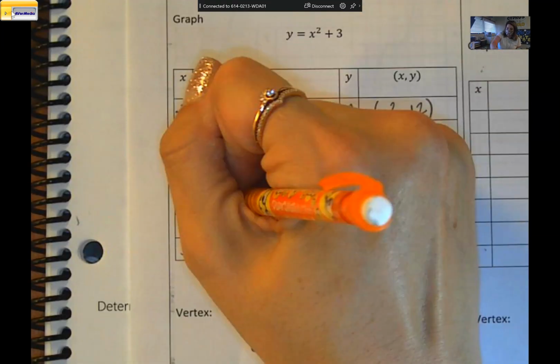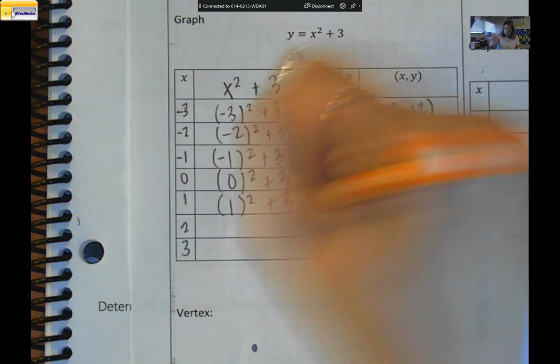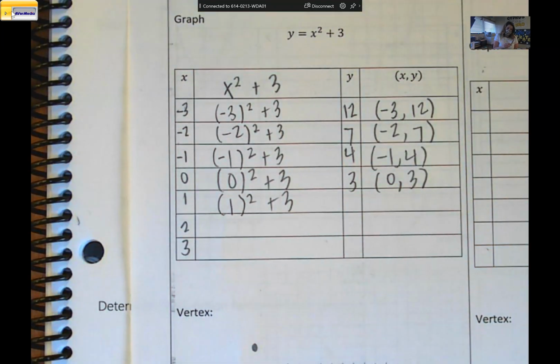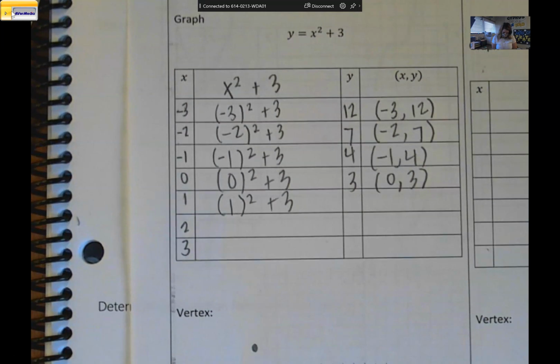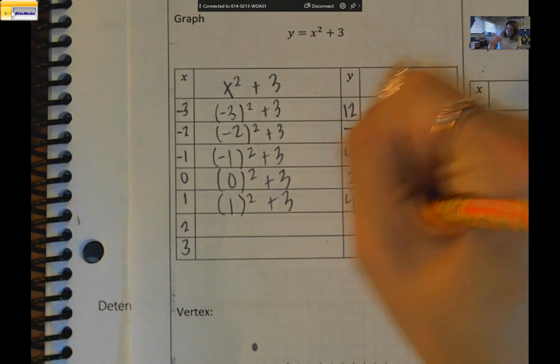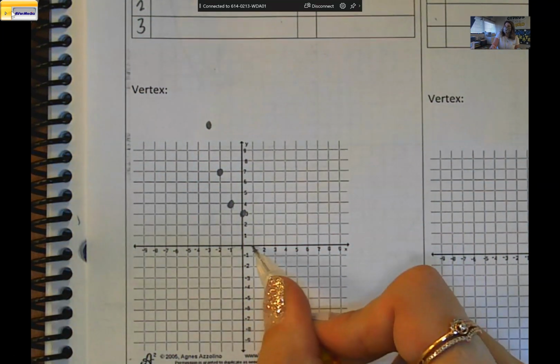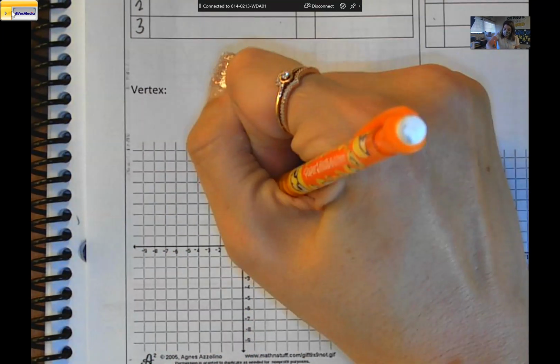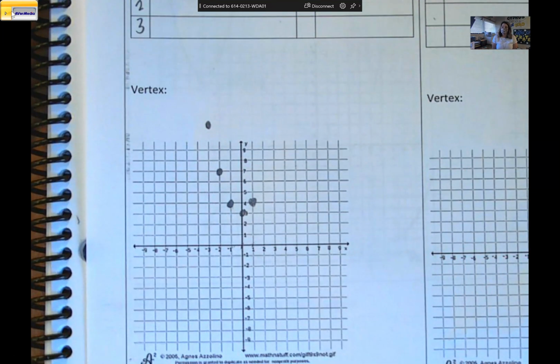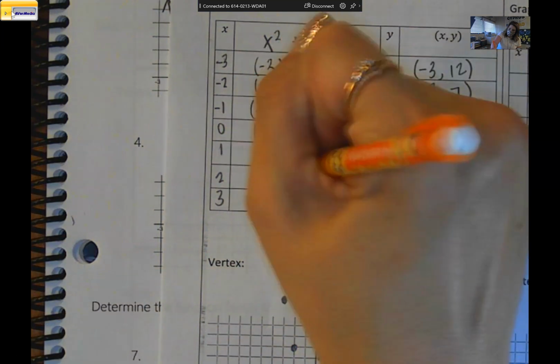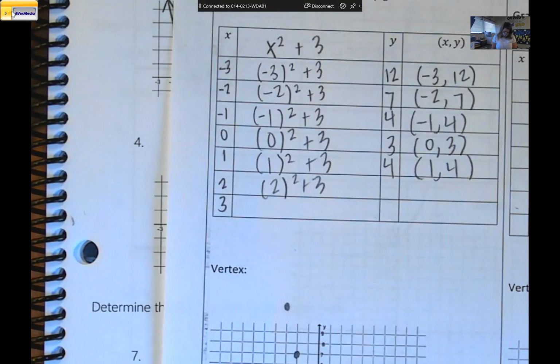Next up is 1 squared plus 3. Ethan, when you get that one, will you tell me? 4. 1, 4. So from the origin, you go to the right 1, up 4. Okay, we only got 2 more. The next one is 2 squared plus 3. Patrick, when you get that one, tell me what it is.